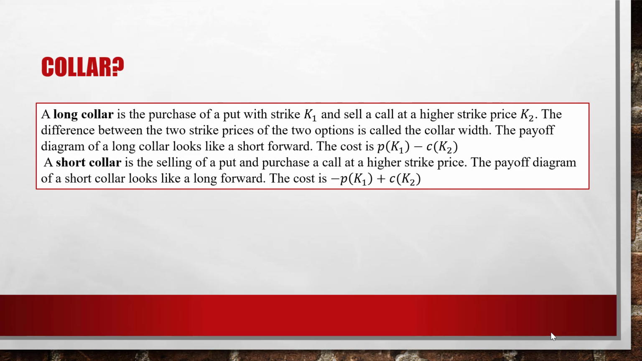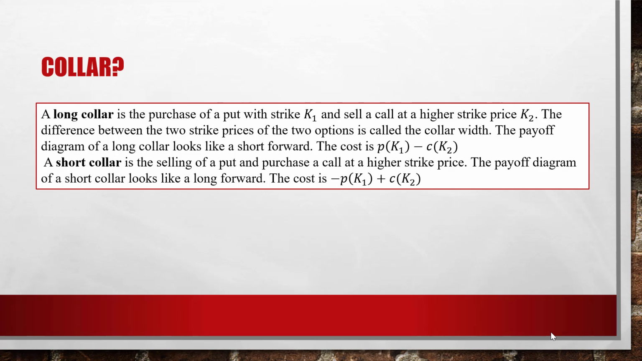A short collar is a little bit opposite. We basically just sell a put and purchase a call instead of doing the opposite. And here also K2 is greater than K1. So the payoff diagram of the short collar looks like a long forward. The cost is minus put with strike K1 plus call with strike K2.